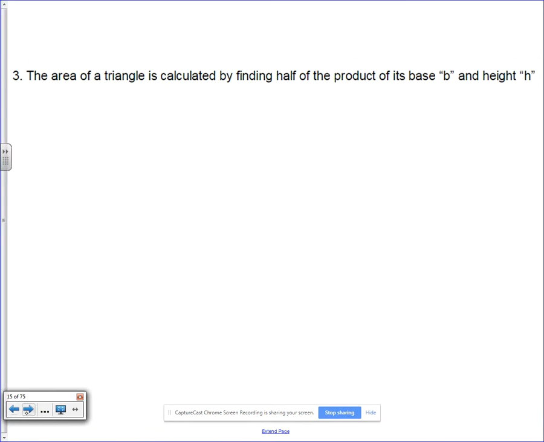The area of a triangle is calculated by finding half of the product of its base B and height H. How do I show a half? One over 2. That's a half. It says half of the product. What does product mean to do? Multiply. What am I going to be multiplying? Base times height, and what am I using? Perfect. Everything's getting multiplied together.